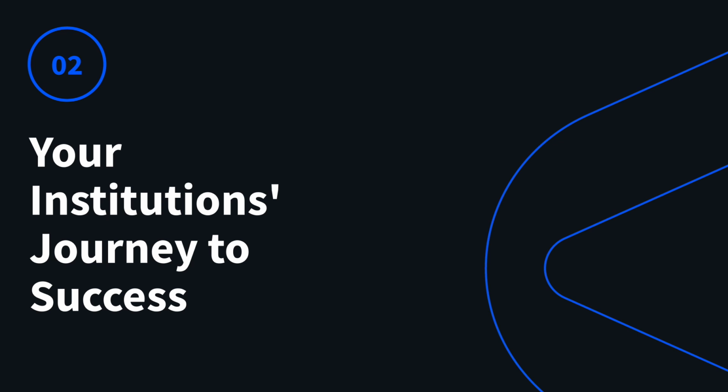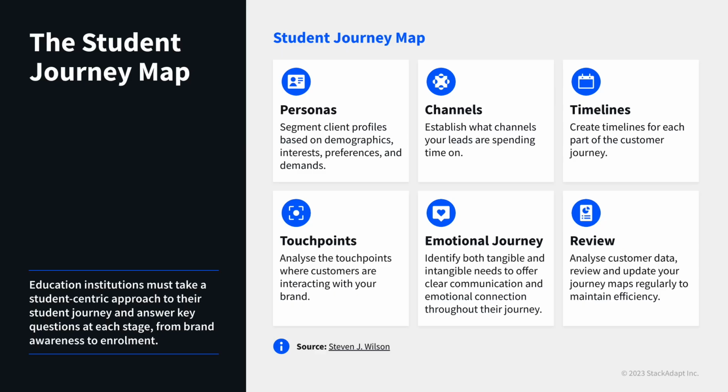So let's take a deeper look at the key things that we need to consider when mapping out the marketing journey of your academic institutions. Having a clear idea of who our clients' profiles are is essential. So the top things to focus on and to remind ourselves of are segmenting client profiles. We can do so by demographics, interests, preferences, and therefore create personas. The channels that these profiles are most likely to spend time on. The timelines for each part of the consumer journey, which may differ by persona.